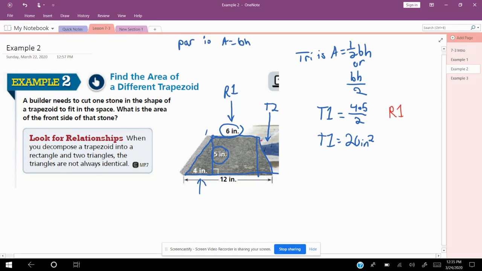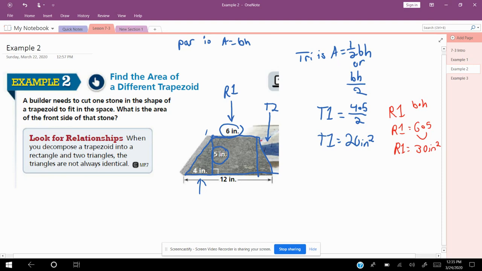Rectangle 1, remember, area is just base times height for parallelograms. So for rectangle 1, it's going to equal 6 times 5, which is 30. So rectangle 1 will equal 30 inches squared.